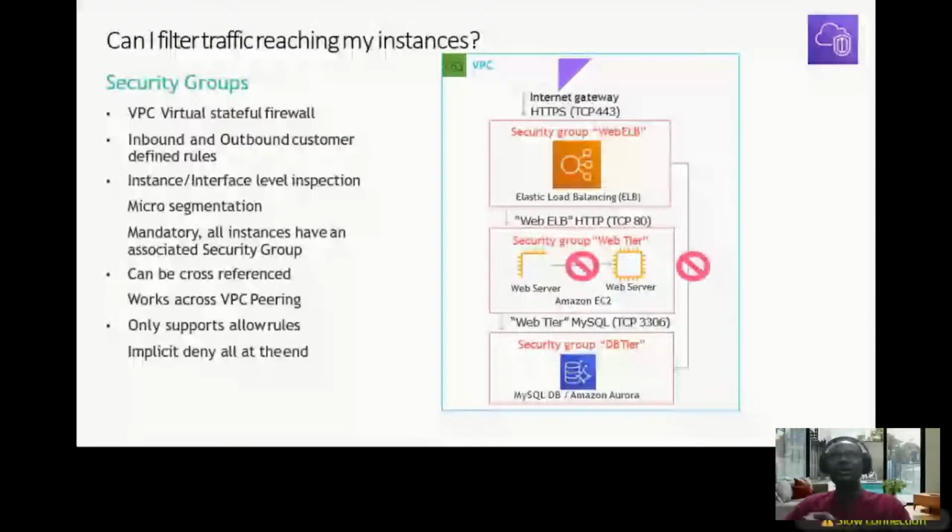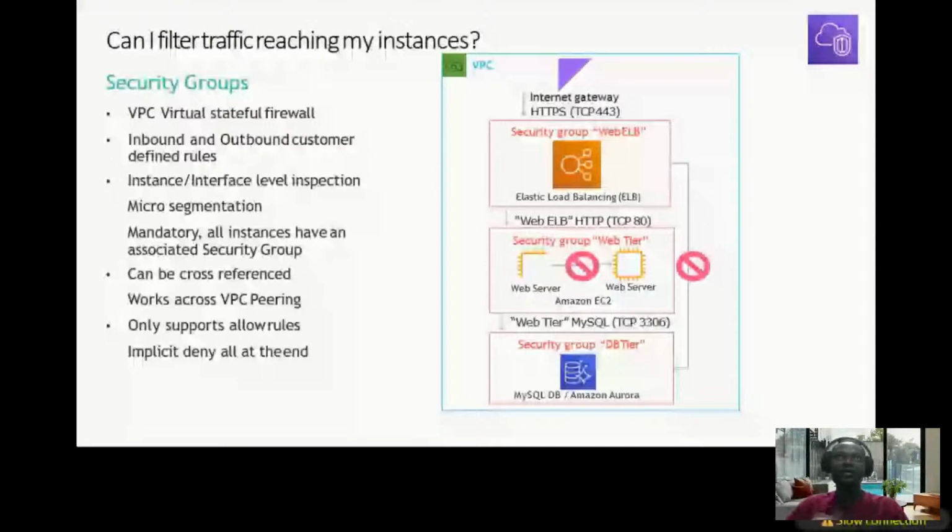Mandatory. All instances have a security group. The default one, even if you don't remember to create one when creating your instance, there will be a place for you to say use an existing security group or create a new one. You can create a new one depending on what you want, or you pick the existing one. Can be cross-referenced. Works across VPC peering. Take note, it works across VPC peering.